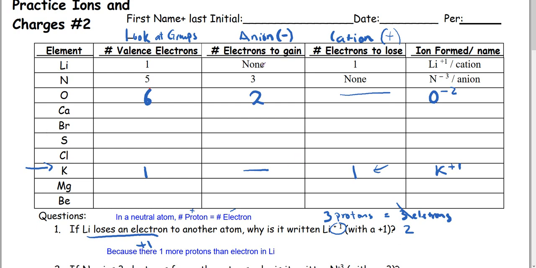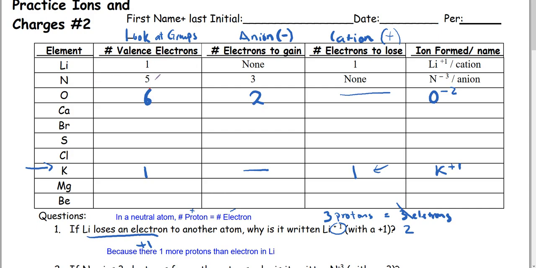Electron to gain, it will not gain any electron. Instead, it will lose an electron because it's easier to lose 1 than to gain another 7. So you would write it as lithium plus 1, and this is a cation.